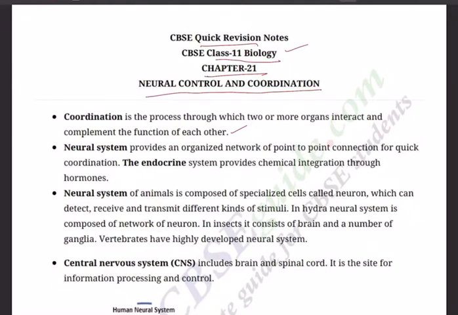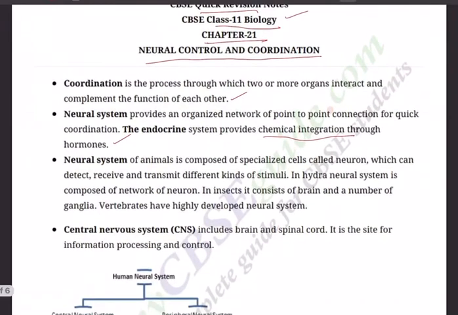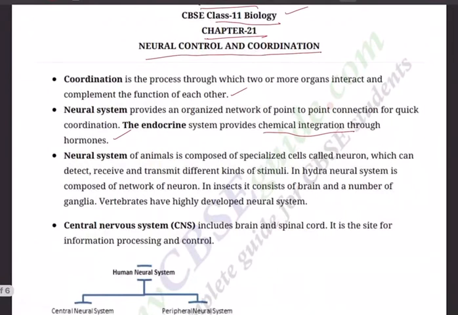And neural system provides an organized network of point-to-point connection for quick coordination. Along with that, endocrine system also provides chemical integration through hormones. Hormones are the biochemical substances that help in various processes, and they quicken the process as well as ensure that the process goes on correctly. Neural system of animals is composed of specialized cells called neurons.